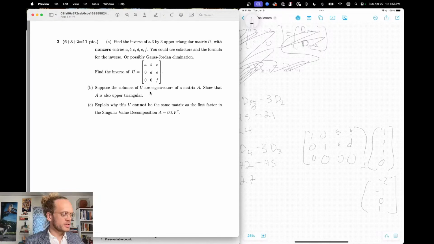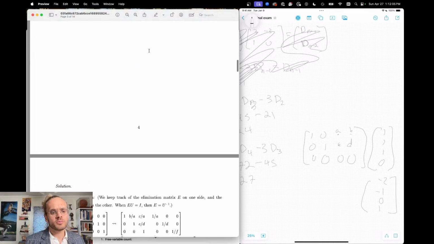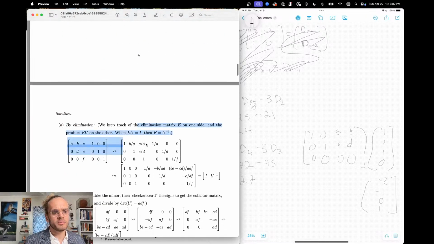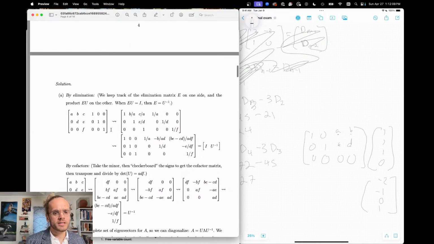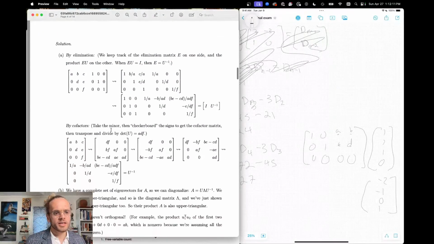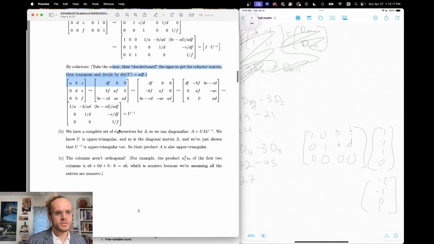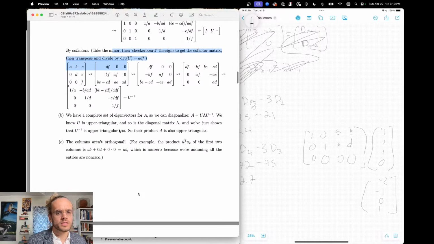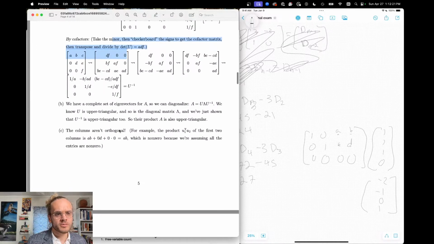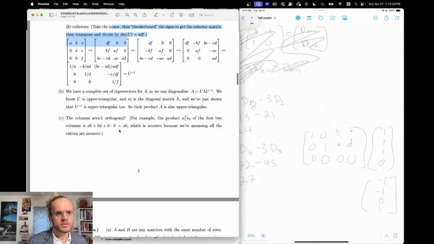Let's look at number 2. We're just kind of skimming these right now. Find the inverse of a 3x3 upper triangular matrix with non-zero entries A, B, C, D, E, F. You could use cofactors in the formula or whatever. So by elimination, yeah, they did the same method I did. I just made that careless error. By cofactors, take the minor, then checkerboard the signs to get the cofactor matrix, then checkerboard.